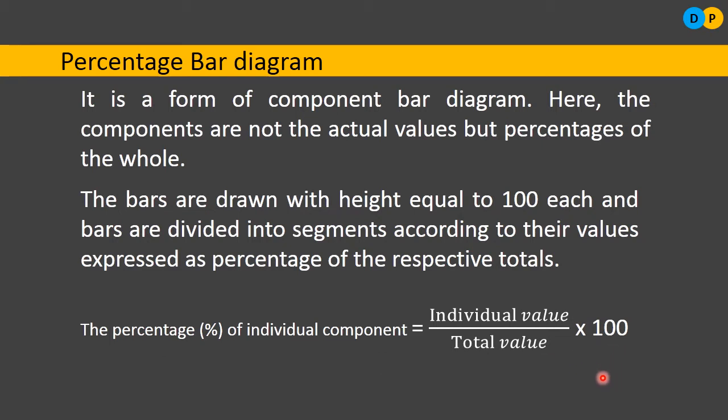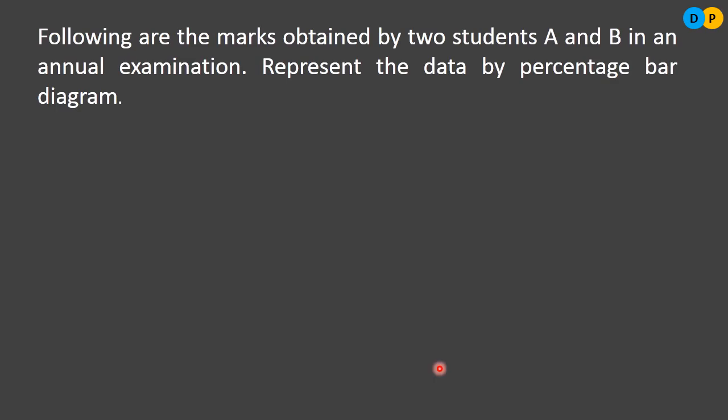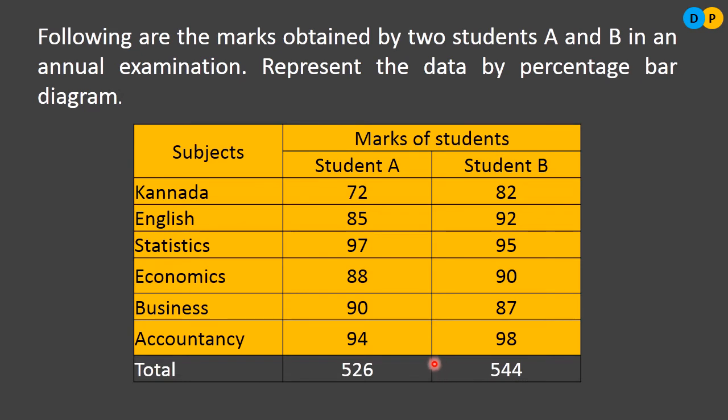So the individual component percentage, how are we going to ascertain it? It will be ascertained by the formula: the percentage of individual component is equal to individual value divided by total value multiplied by 100. Next, let us consider an example. Following are the marks obtained by two students, A and B, in annual examination. Represent the data by percentage bar diagram. This particular data can be represented by an ordinary component bar diagram, but now they are asking us to represent it via percentage bar diagram.